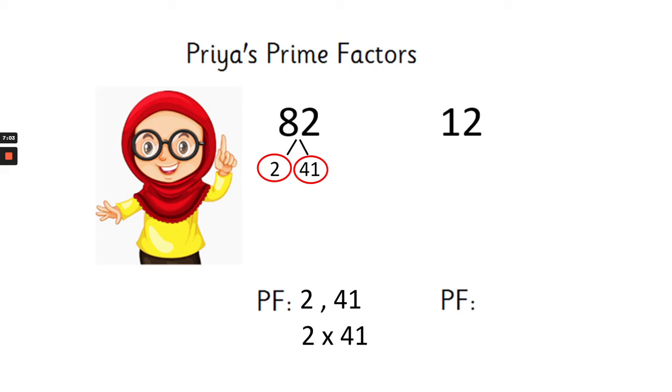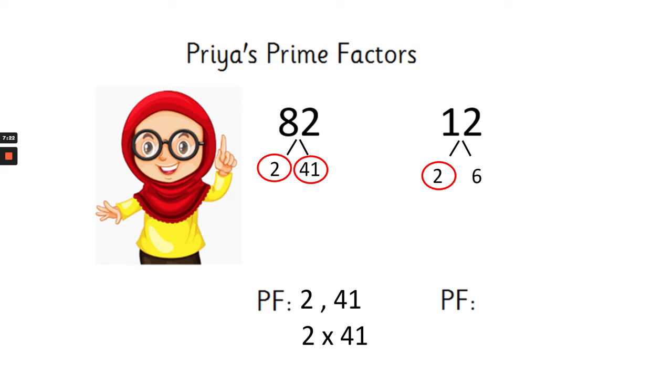Let's move on to 12. First of all, we're going to use the fact that 12 is an even number. 2 and 6 are a factor pair of 12. I'm going to circle 2 because I also know 2 is prime, a prime factor. 6 is not prime. 6 is composite.